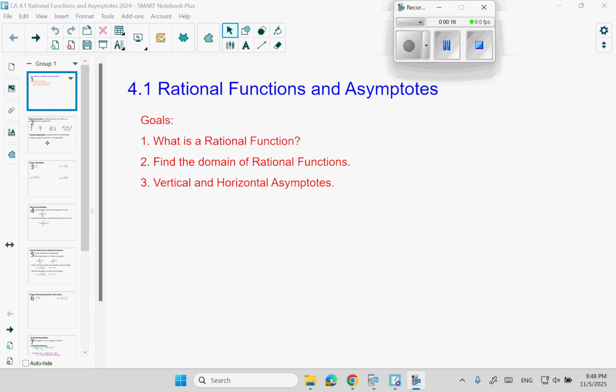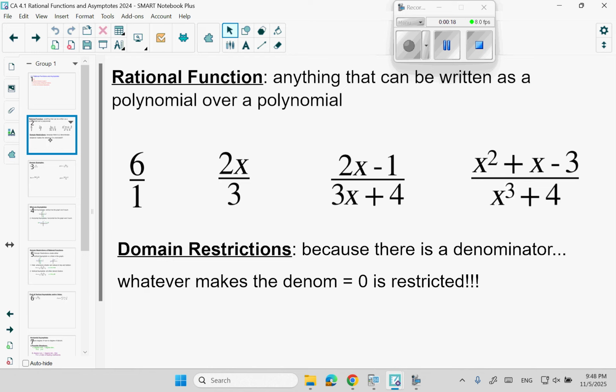Now, we've talked about rational functions before. A rational function is anything that you've written as a polynomial over a polynomial, which is a fancy way of saying a rational function is just a fraction, or something that can be written as a fraction. Because remember, by definition, a polynomial could be a monomial term. So 6 over 1 would be a rational function with two polynomials. Just not very interesting polynomials, because the polynomials would be 6 and 1. So these are all sorts of polynomials.